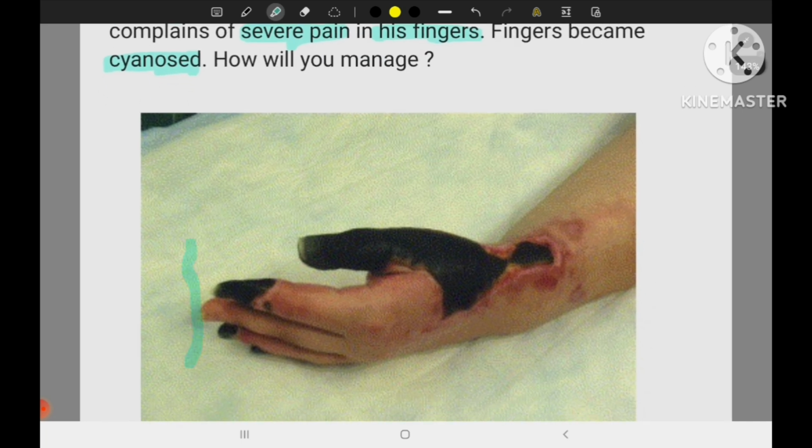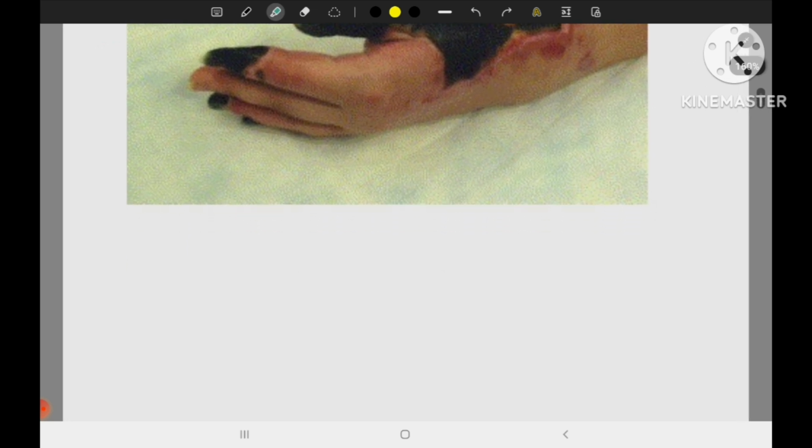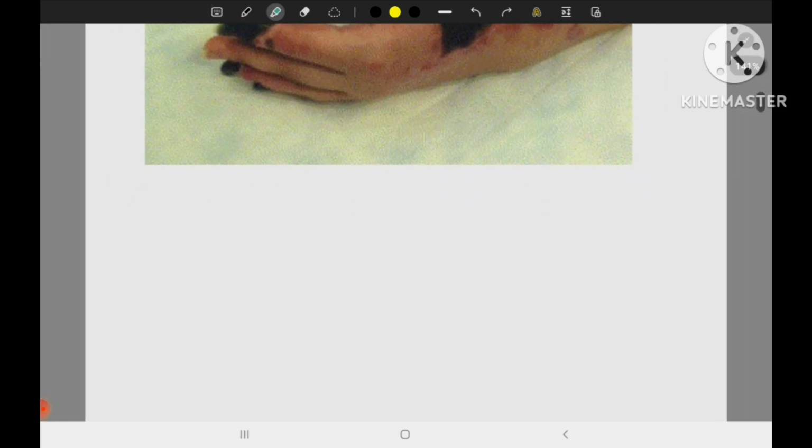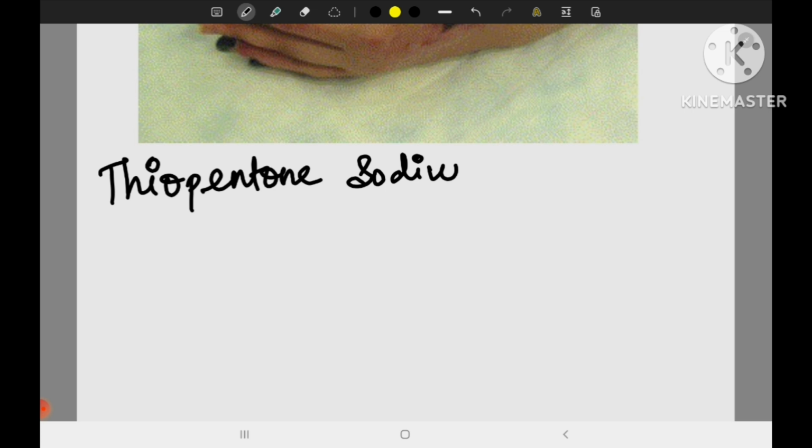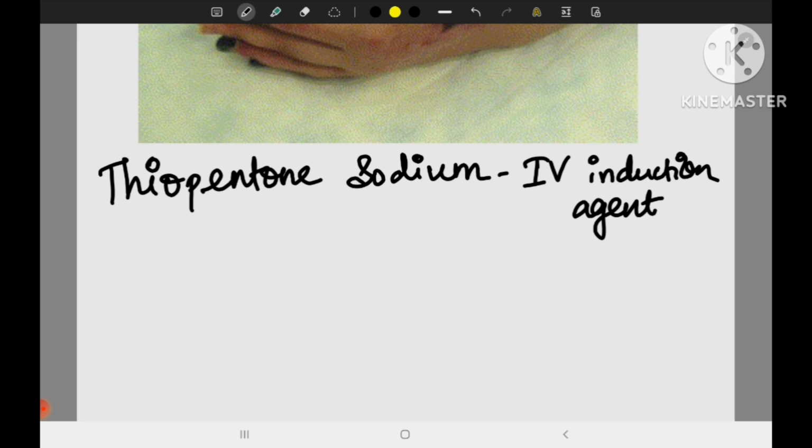So let's discuss what is to be done. First, thiopentone sodium is an intravenous induction agent. We can preferably say it is an induction agent. It is an IV, intravenous induction agent, right? And what is the next thing?